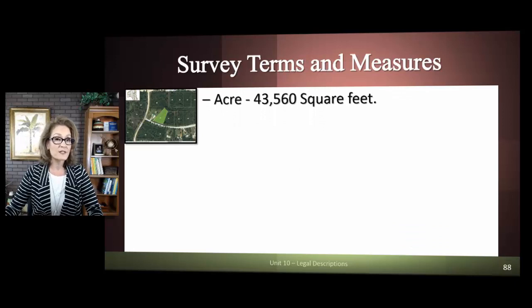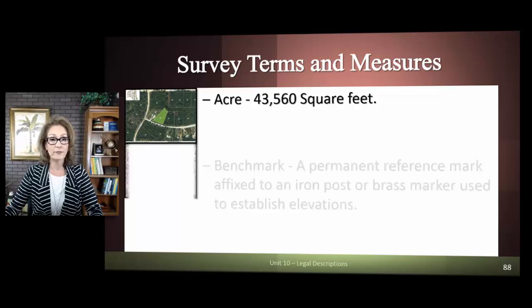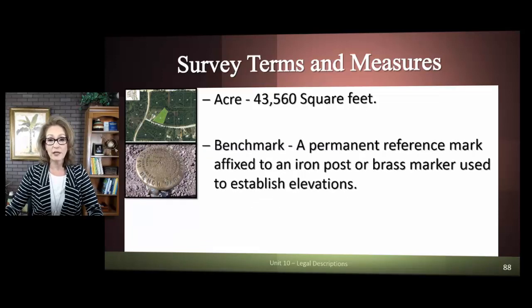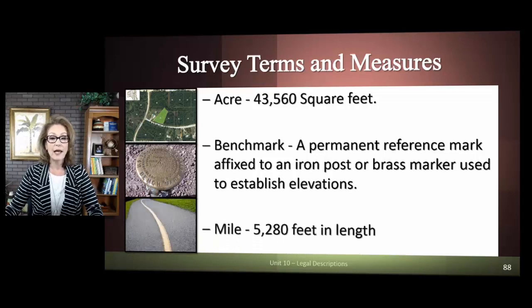An acre has 43,560 square feet. A benchmark is a permanent reference mark affixed to an iron post or a brass marker. It's used to establish elevations. And a mile is 5,280 feet in length.